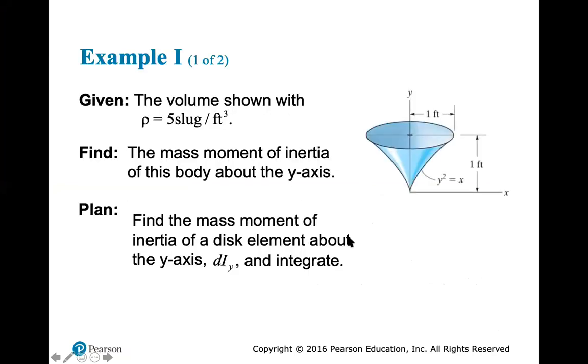Okay, we come to our first example. It's some sort of weird cone-looking thing. It's symmetric though. We notice that it is a surface of revolution, and what they tell us is that this edge is given by the formula y squared equals x. The other thing we're told is that there's a constant uniform density of 5 slugs per feet cubed. And the goal here is to find the moment of inertia for this body about the y-axis.